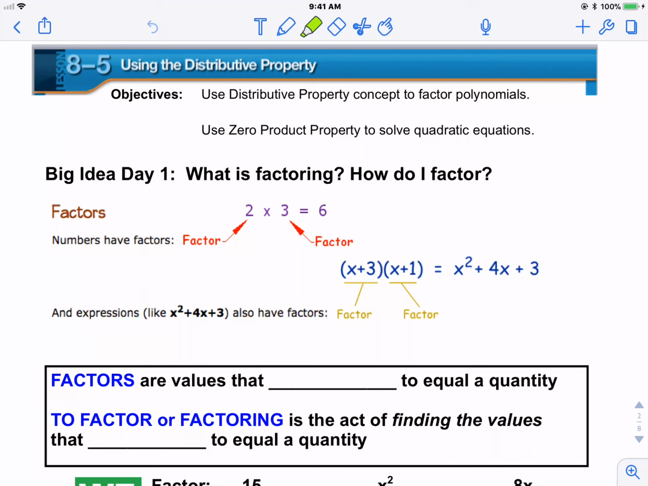So our two objectives in this section, and we're going to spend day 1 on the first one, is using distributive property to factor polynomials. And then day 2, which will be a separate video on the next class day, you'll use zero product property. And it's a way of solving equations that will require us to put it back in this factored form.